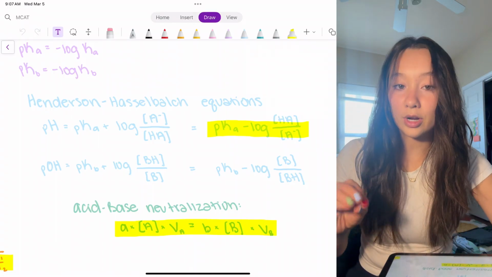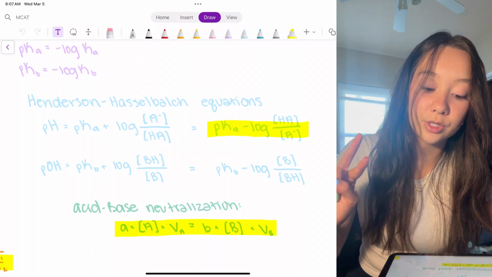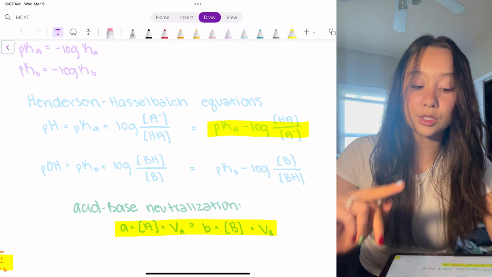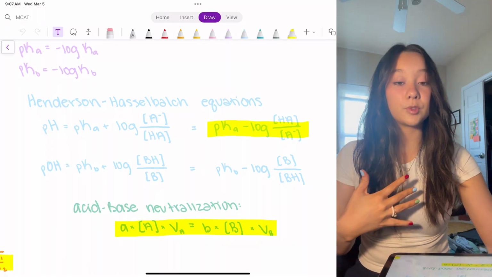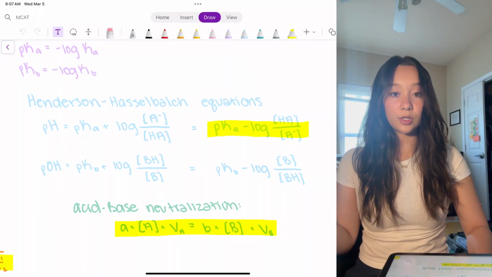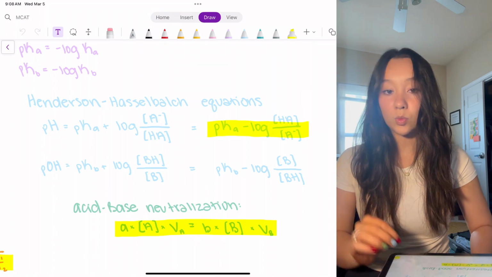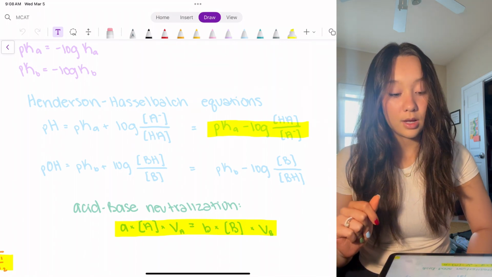So just try not to get it confused, because a lot of people switch the positive and the negative, which switches the relationship between the log. It doesn't matter which one you memorize, it'll get you to the same answer either way. Just try to memorize one and not confuse yourself.